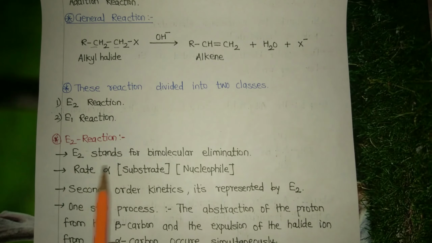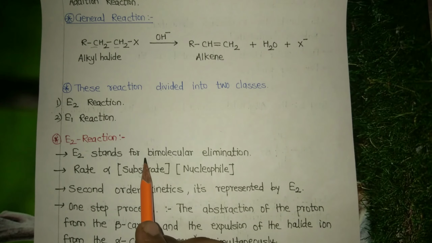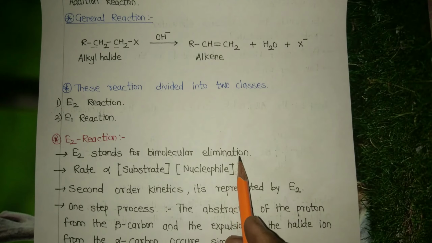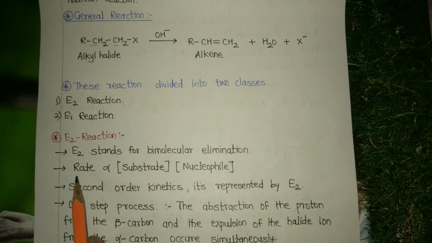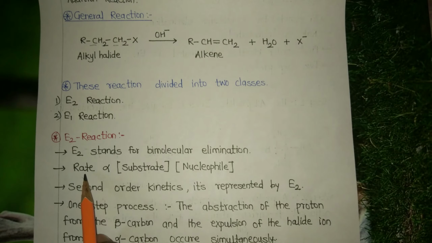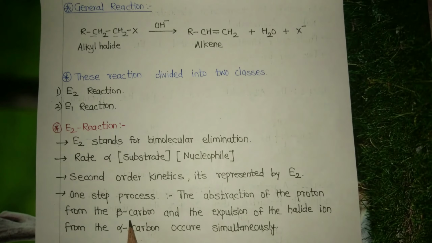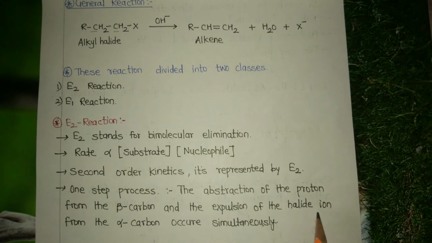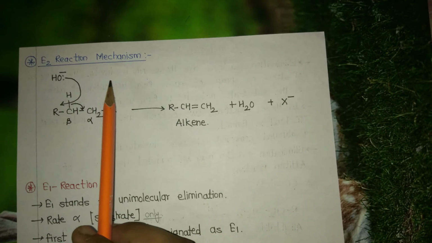E2 reaction. E2 stands for bimolecular elimination. Two molecules are involved in the rate determining step. In the kinetics, rate is directly proportional to the substrate and the nucleophile. That's why this is second order kinetics, represented by E2. This is a one step process. The abstraction of the proton from the beta carbon and the expulsion of a halide ion from the alpha carbon occur simultaneously. So this is the E2 reaction mechanism.